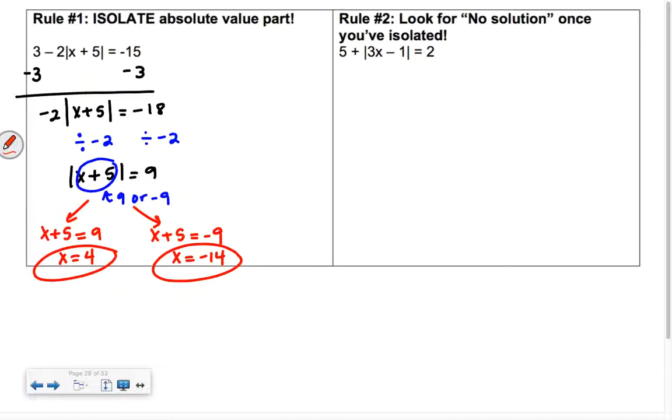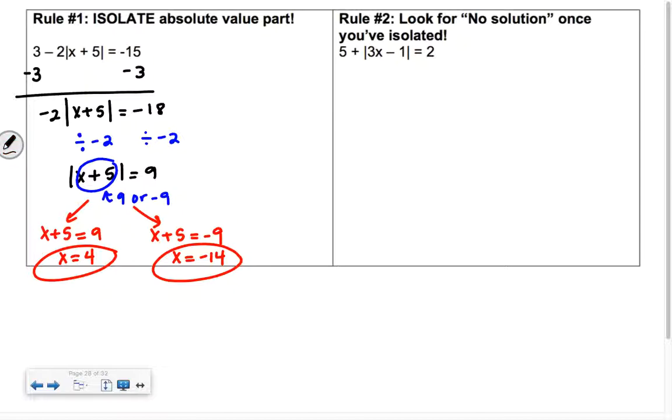Okay, so that's rule number 1. We always have to isolate. Everybody got that down? Isolate the absolute value. Get it by itself. So rule number 2, once you've isolated, sometimes there's funny things that happen. Sometimes we get the absolute value equals a negative number. That can't happen. We can't have the absolute value of something equaling a negative number. It's not possible. Okay, AJ, Max?